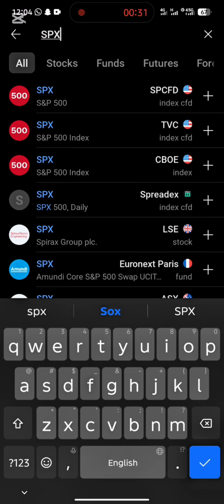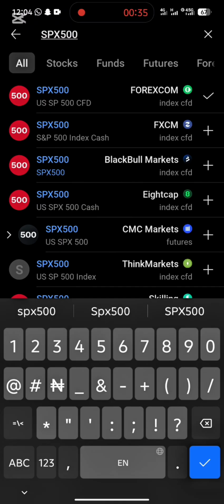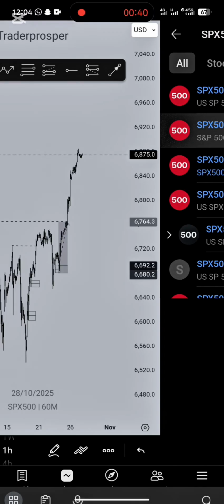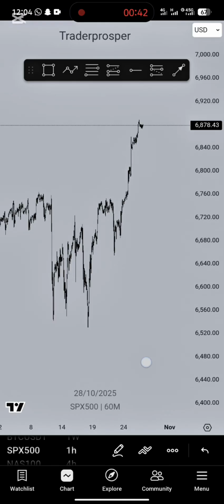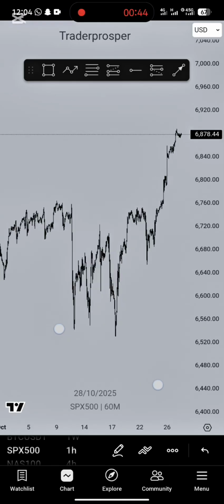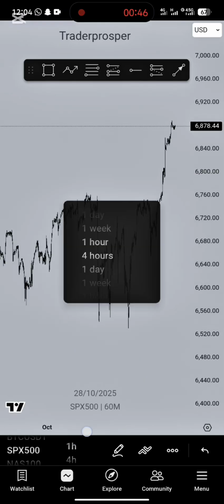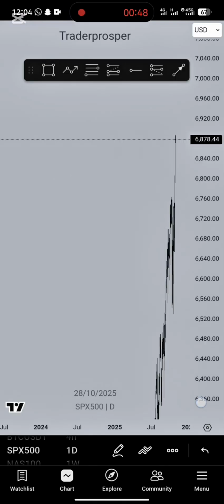SPX500. Okay, so I'll be using a different broker so that we have a clean chart here, right? So I went to the higher time frame like usual.